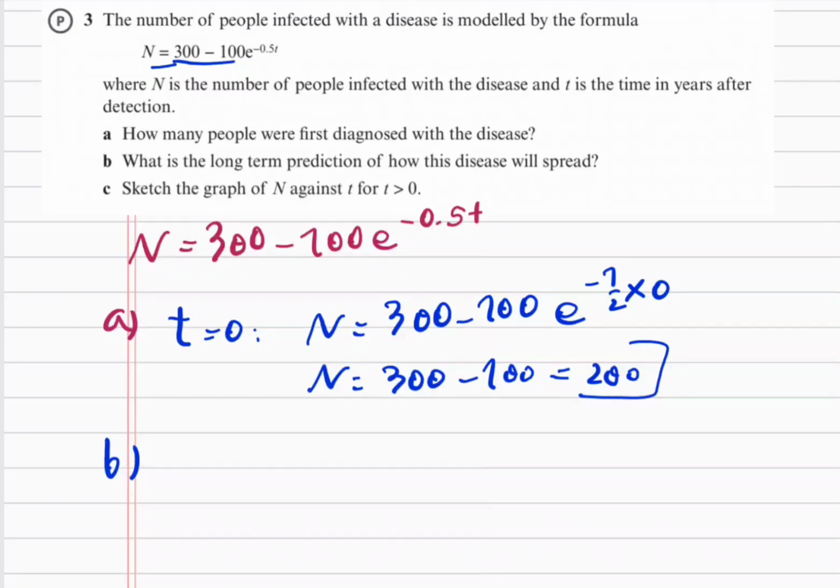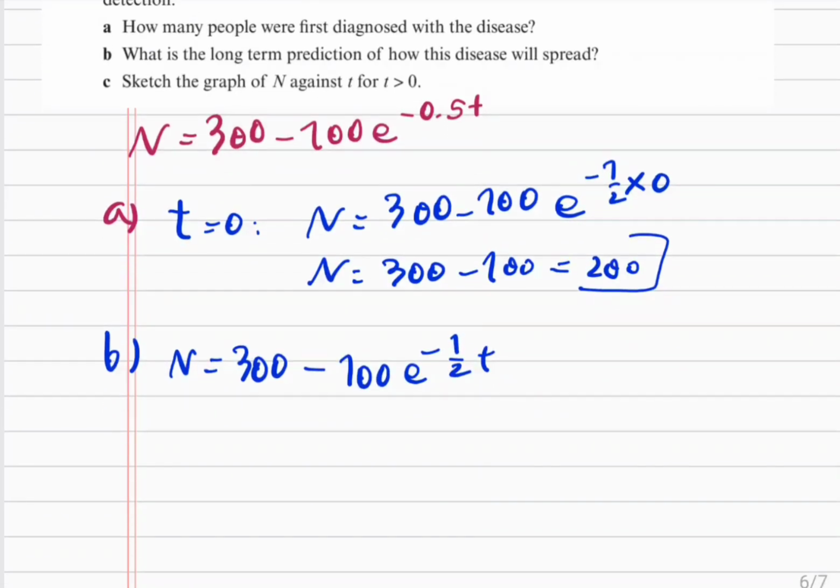In part B, the question is, what's the long-term prediction of how this disease will spread? In terms of the long-term prediction questions or long-term behavior, we just need to assess the limiting behavior of the formula. So in this case, the formula is again 300 minus 100 e to the minus half t, and we need to analyze the behavior and see that as t increases and tends towards infinity, what will happen to this function as a whole.